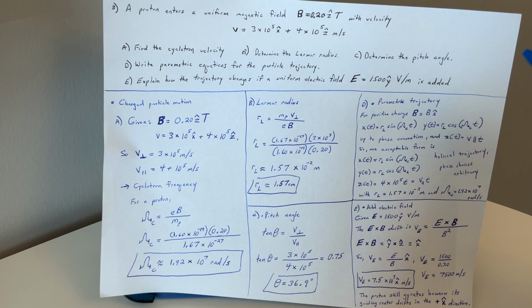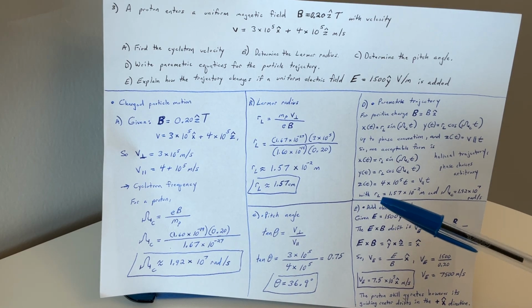Now, this is up to the phase convention, and our Z of t is V parallel times t. So one acceptable form is these three equations here. X of t is R_L sine of omega_c times t. Y of t equals R_L cosine of omega_c t, and then Z of t equals 4 times 10 to the 5th t, because that's our V parallel t. And for these helical trajectories, the phase choices are arbitrary, so this is an acceptable answer.